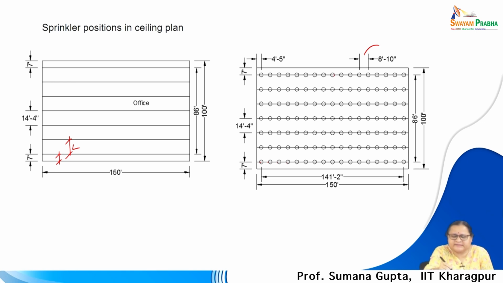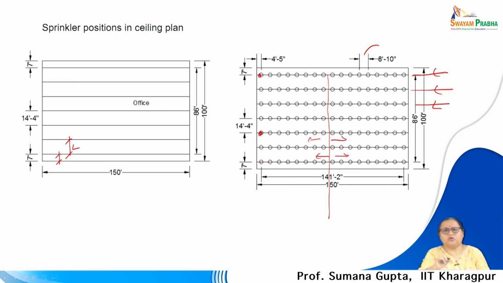Now, how will this be fed with water? Will they be individually fed? There will be some cross branch which will be feeding all these pipes, and the pressure at the end point has to be maintained. It can be fed by a cross branch, or it can be fed individually. It depends on how my overall planning of the water sprinkler system is done. It is shown for a single office space, which is 100 feet cross 150 feet.